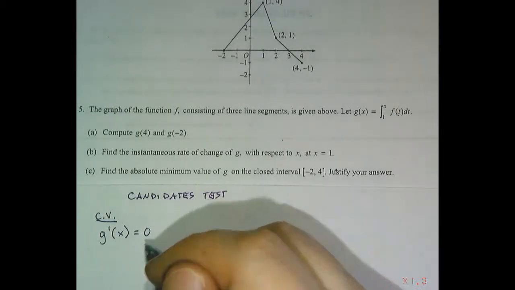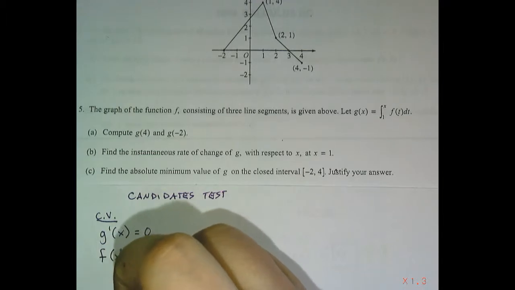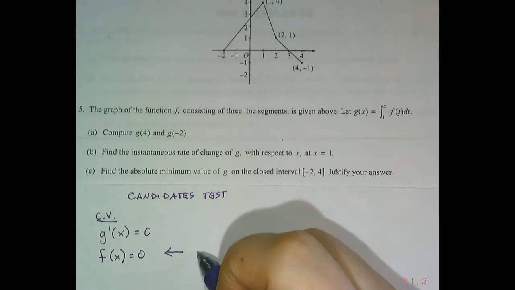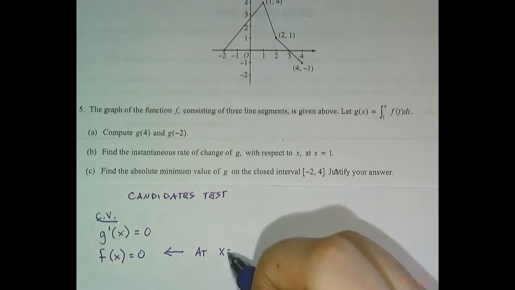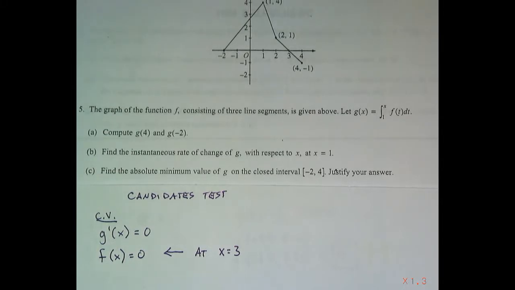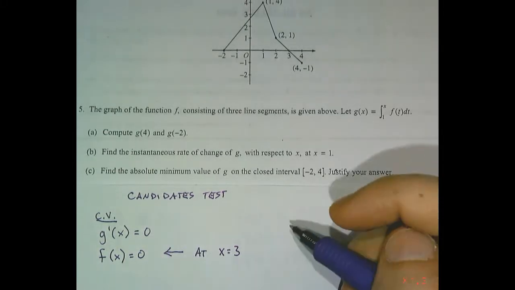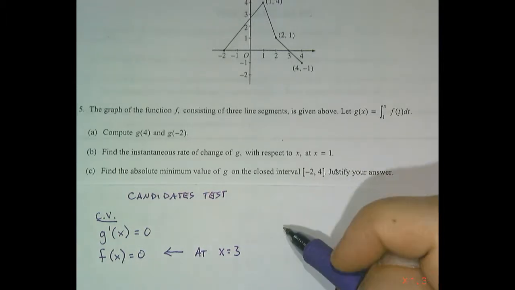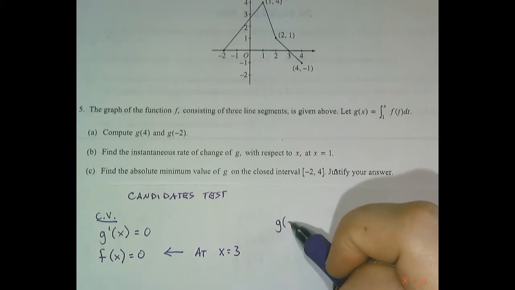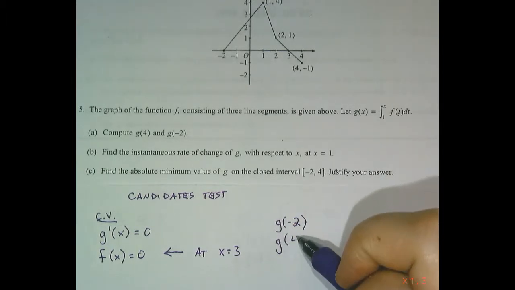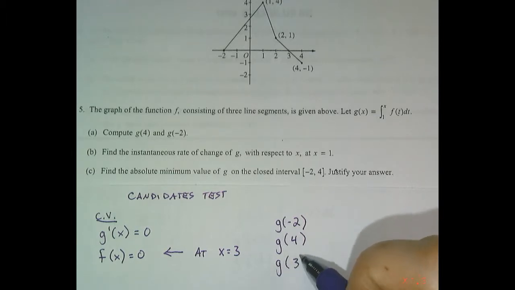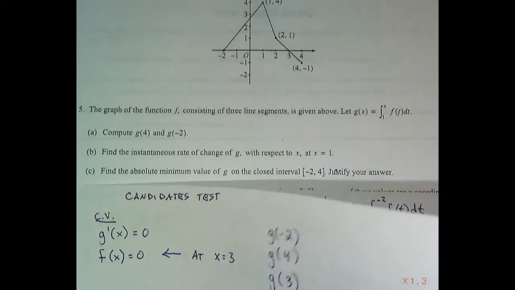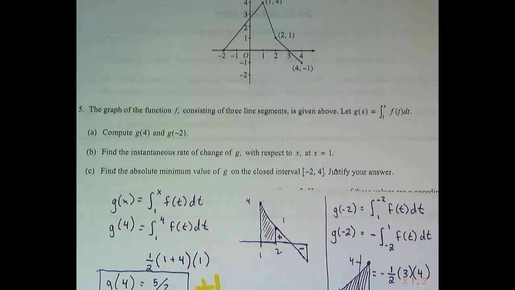So here we're going to say critical values occur where f of x is equal to 0. And the only location that this occurs at is at x equals 3. So when we run the candidates test, the absolute minimum is going to occur either at 3 or at the endpoints. So we need to find g of the endpoints and g of 3, which is the critical value. Now g of the endpoints, negative 2 and 4, we've already established, were negative 6 and 5/2.